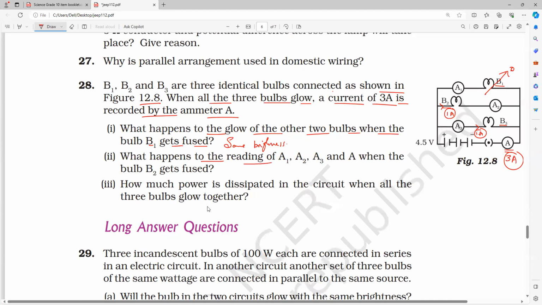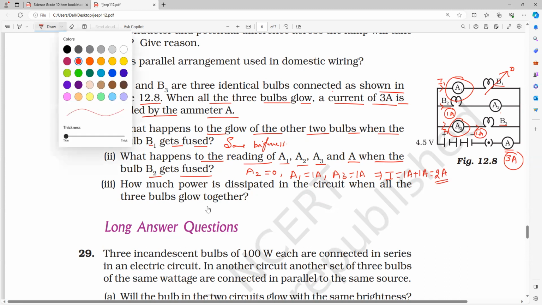Next, what happens to the reading of A1, A2, A3 and A when the bulb B2 gets fused? So B2 is fused now. B2 is connected to A2, so no current will pass through B2. So A2 is equal to 0. Now only two are working, A1 and A3. So A1 remains constant at 1 ampere, and A3 also remains constant at 1 ampere. Now for the total current, only two are passing: I1 across here, I3 across here. I1 plus I3 equals the total current, that is A. Which is 1 ampere plus 1 ampere, how many amperes, guys? 2 amperes. Understand?